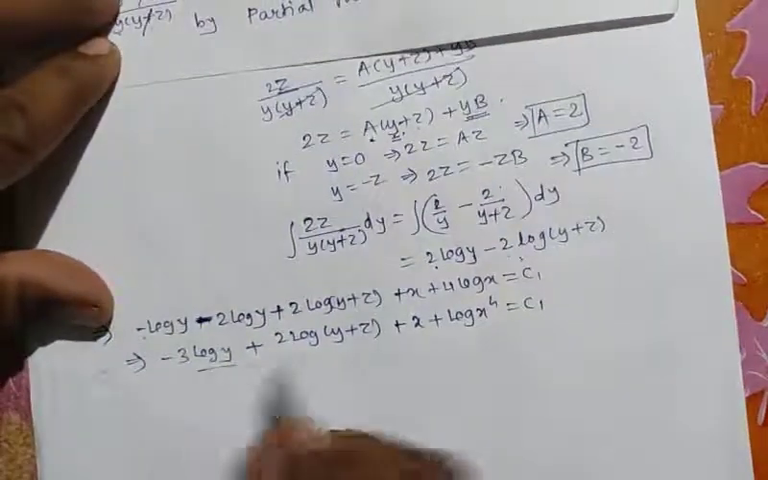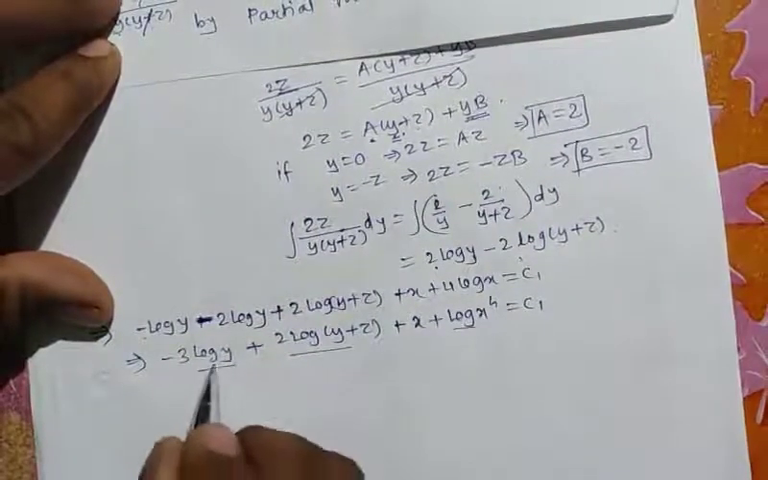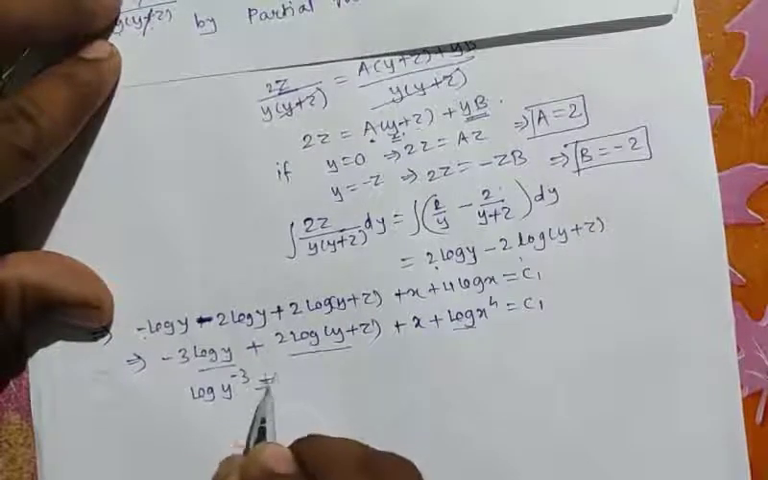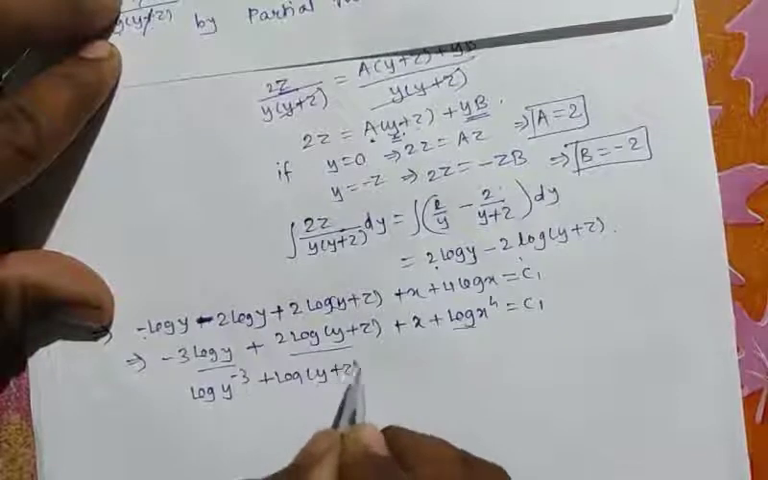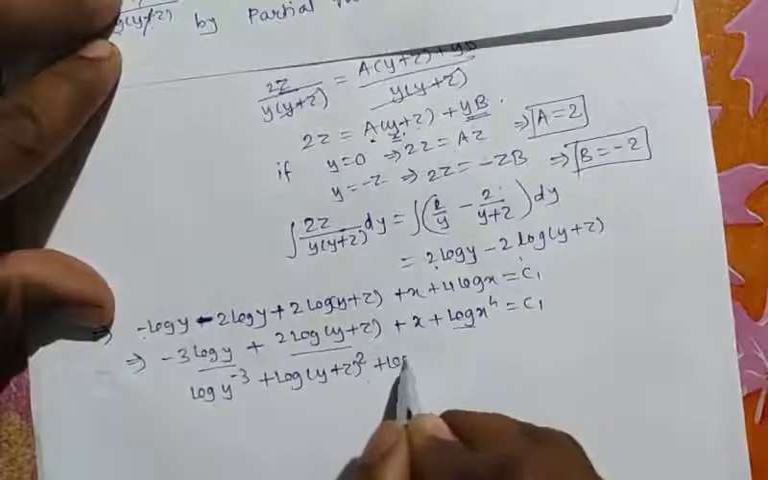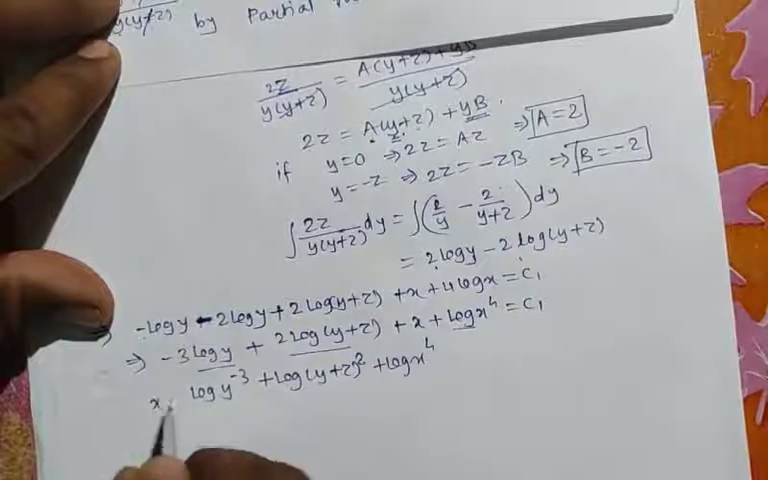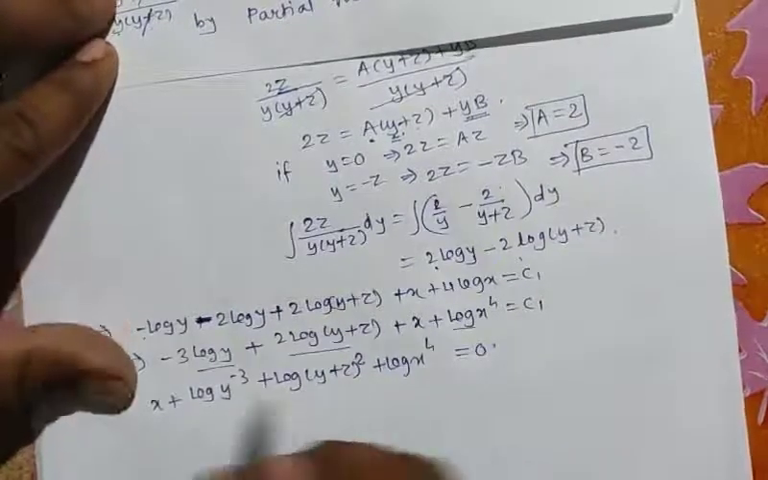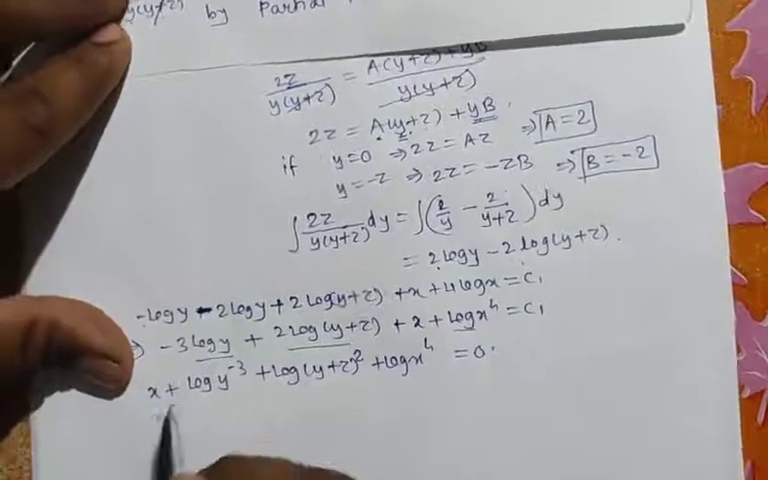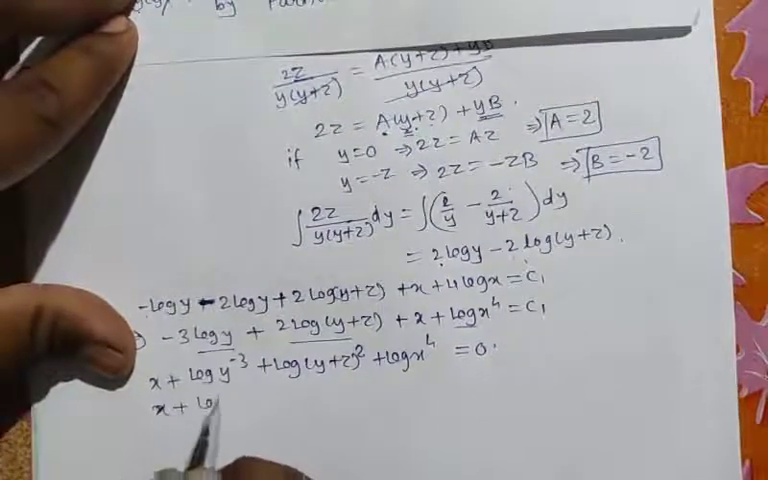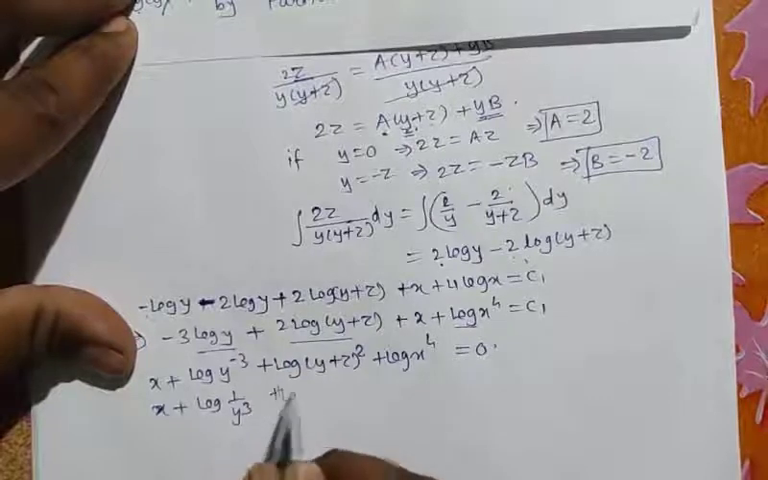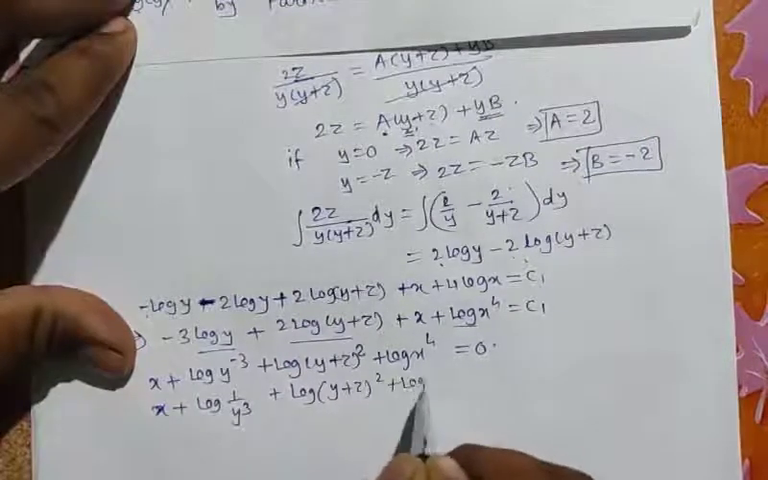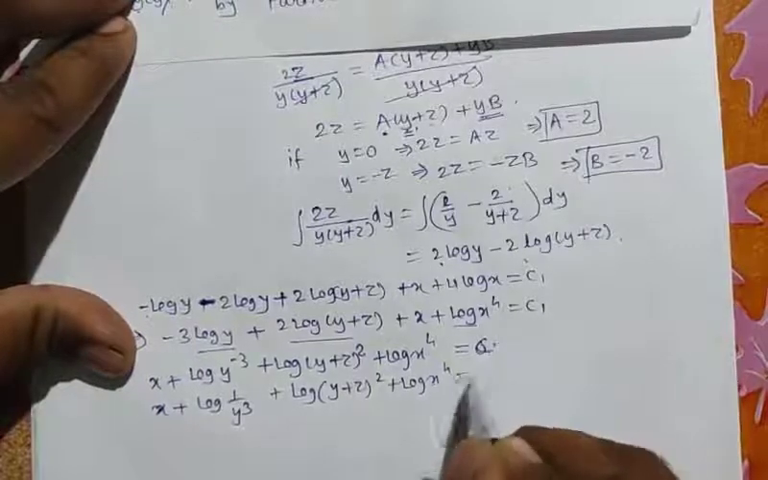By using this, what do we get? Here we get log y raised to minus 3 plus log of y plus z whole square plus log x raised to 4, and plus the x term, which is equal to c1. So this can be written as x plus log 1 upon y cube plus log of y plus z whole square plus log x raised to 4, which is equal to c1.